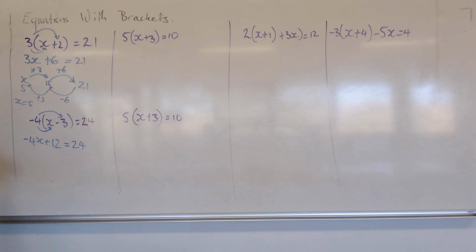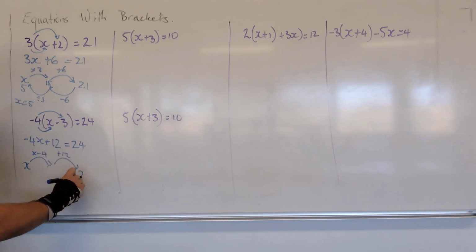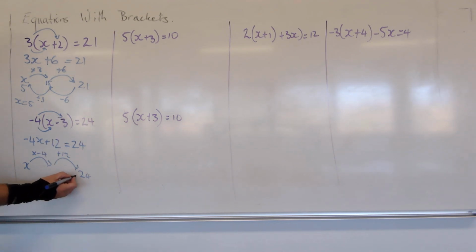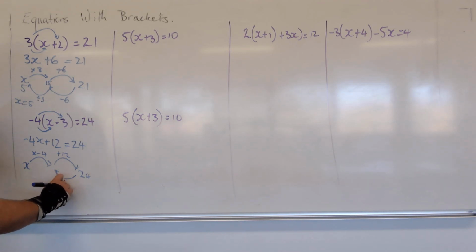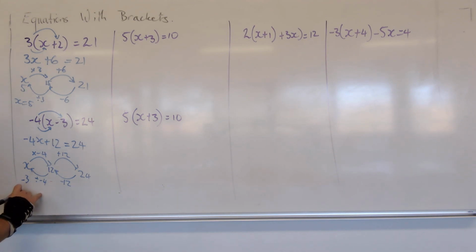Okay? Now we're going to tell that story of x. So start with x. What happens to it? We times by negative 4, then we add 12, and we get to an answer of 24. Then we backtrack. Opposite of adding 12 is taking 12. 24 take 12 gives us 12. Right? Then we divide by negative 4. It's the opposite of timesing. Well, 12 divided by 4 is 3. A positive divided by a negative is a negative. Okay, so x is going to equal negative 3.